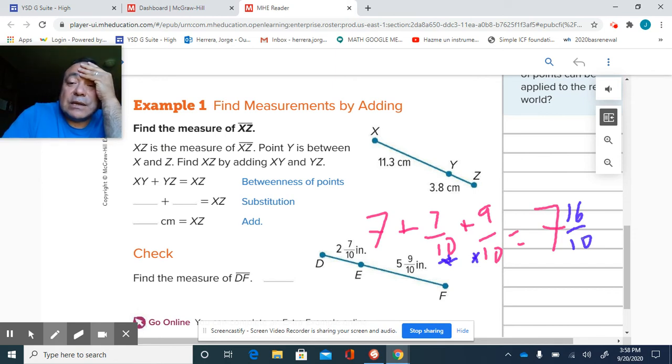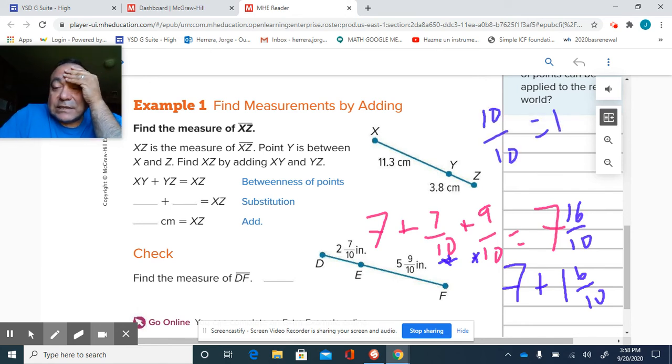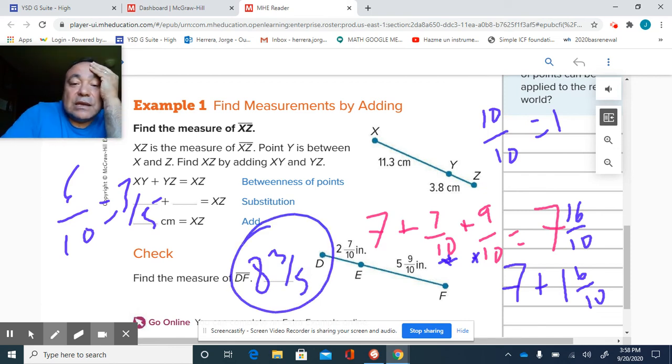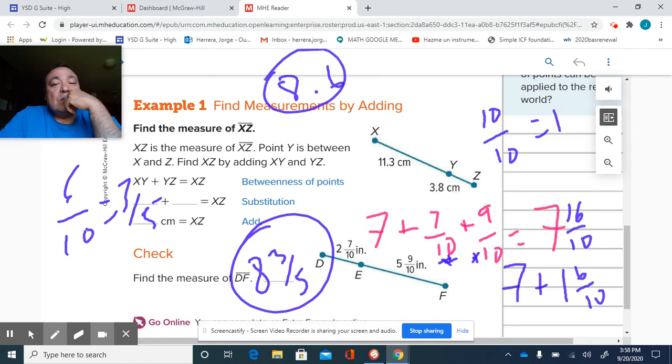So that's the same thing as 7 plus 1 and 6 tenths, right? Because if you use 10 over 10, that equals 1. And we're left with 6 tenths, and you can reduce that to 3/5, right? So finally, the answer is going to be 8 and 3/5. That's correct. You can also turn this into decimals, guys, and get the answer 8.6. You divide 3 by 5, and the answer should be 8.6 as well. So you can do it either way.